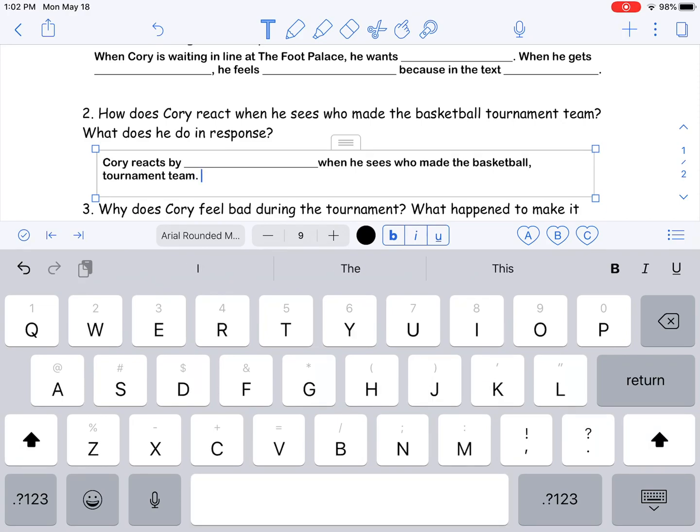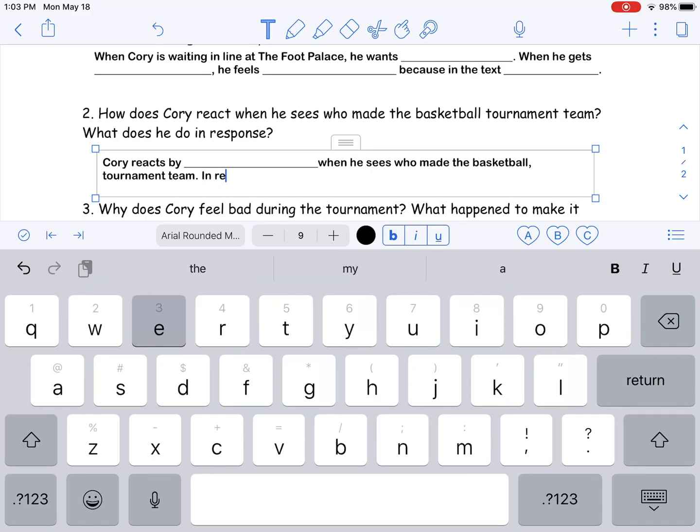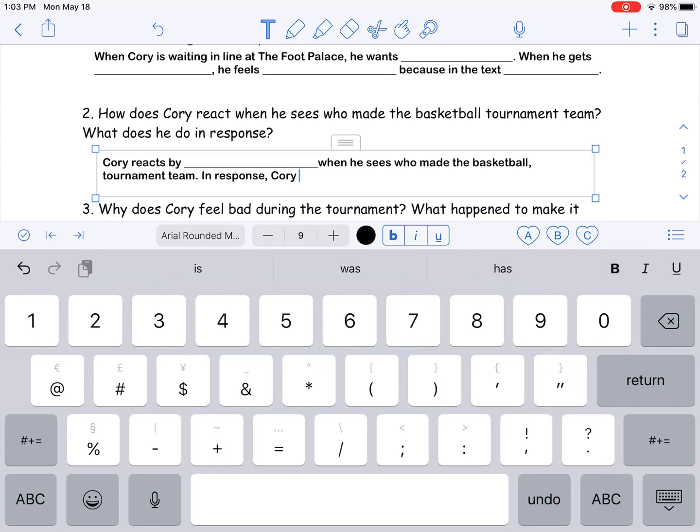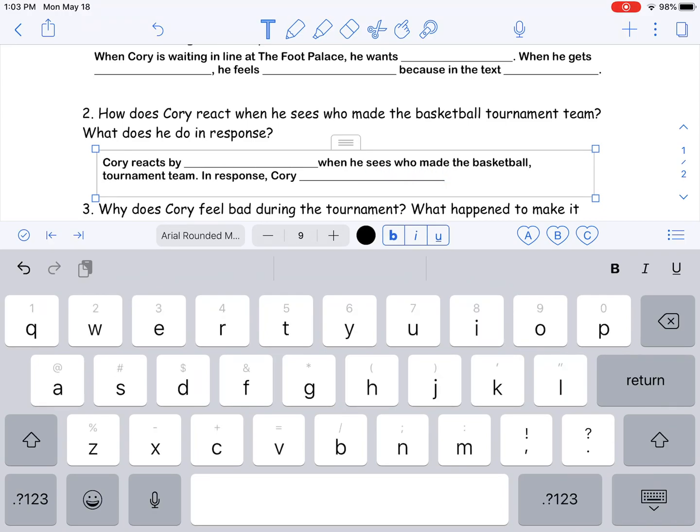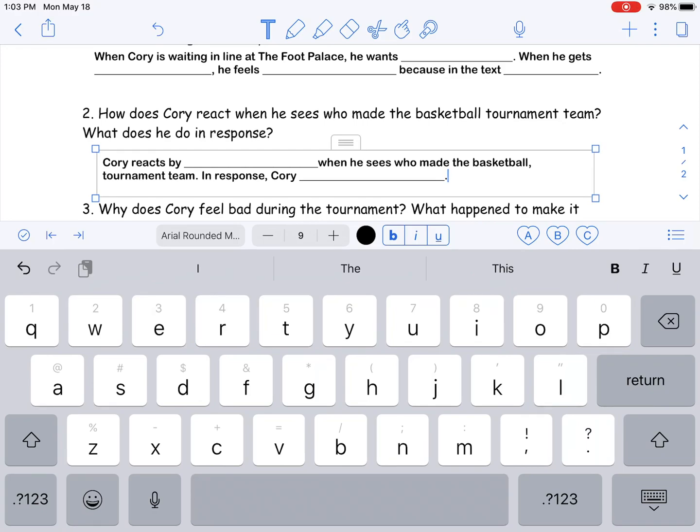Again, the first part of this question, you have to tell me how Corey reacts. That's what that line is. Corey reacts by what? What does he do? Then, what does he do in response? So in response, Corey, and you have to tell me what Corey does. So question 2, you have to tell me how Corey reacts when he sees who made the team, and then what he does in response to that reaction.